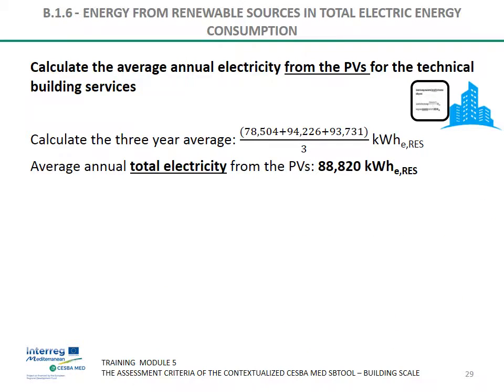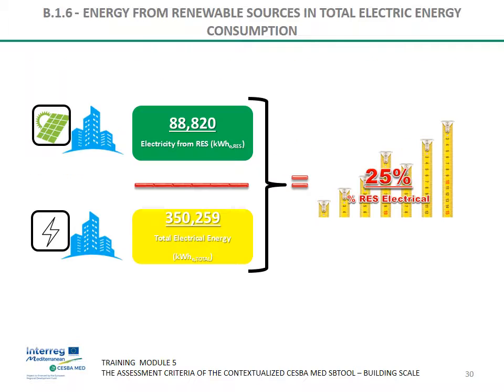We calculate the part of the PV panels for 3 years, the average for 3 years. So in this case, the energy from the renewable energy sources is calculated to be 88,820 kilowatt hours, while the total electrical energy is calculated to be 350,259 kilowatt hours, and we express this as a percentage, and it results to be 25%.